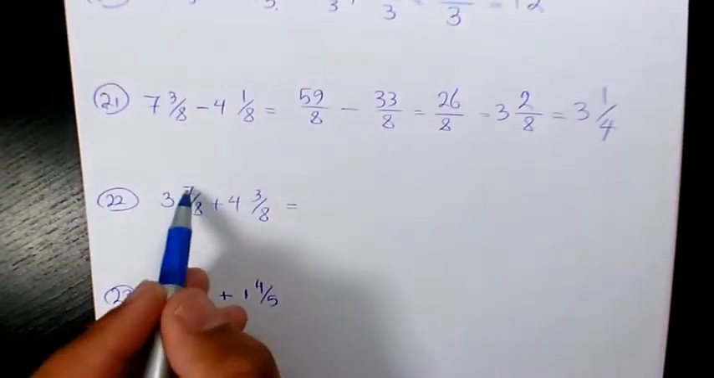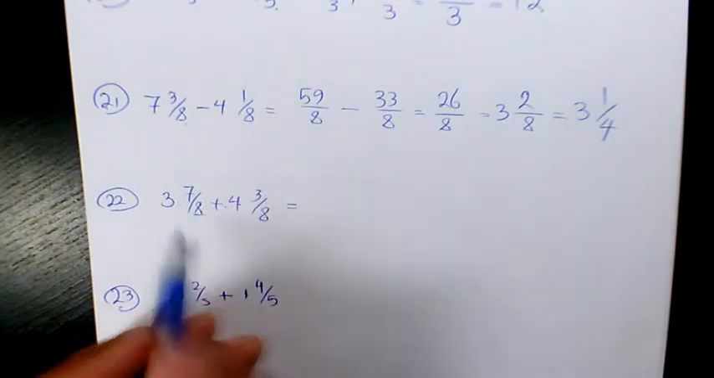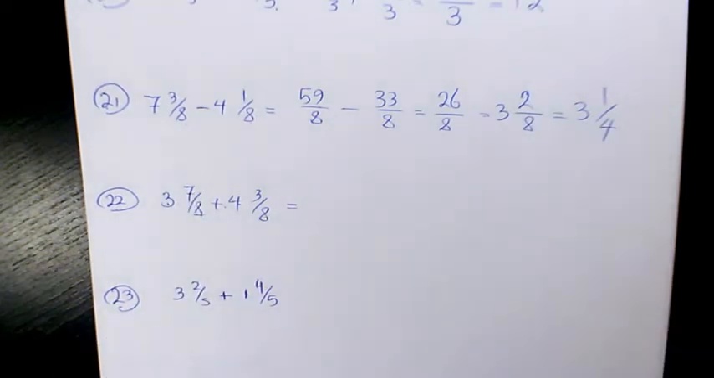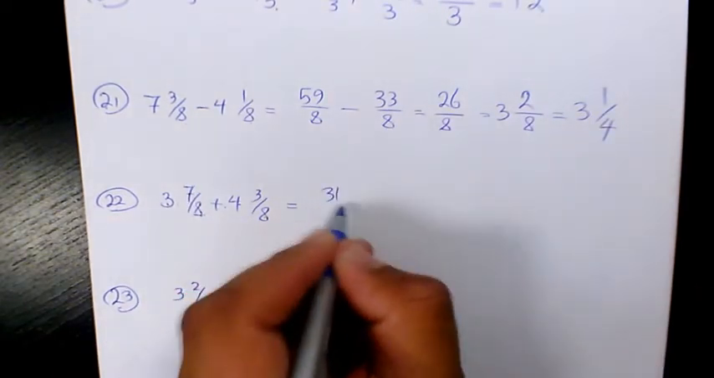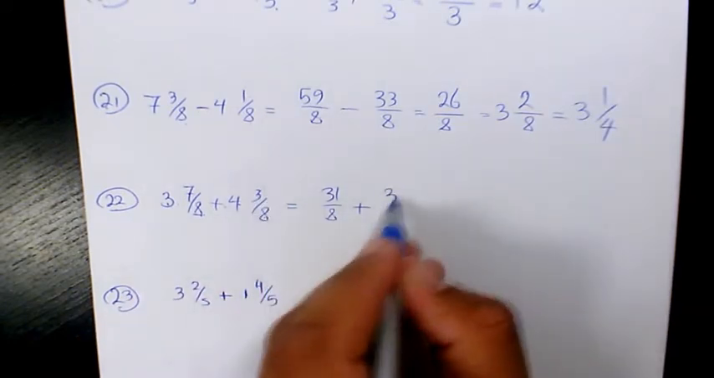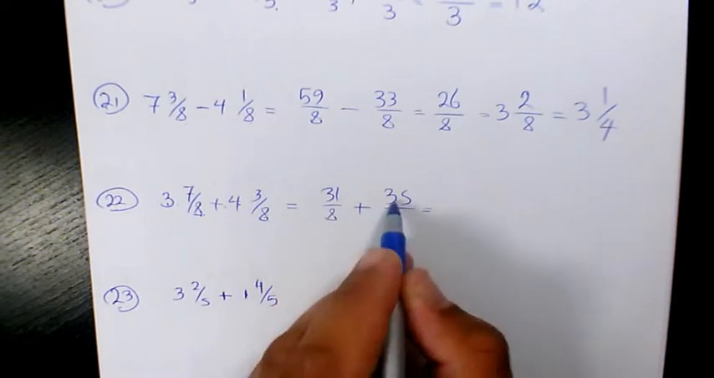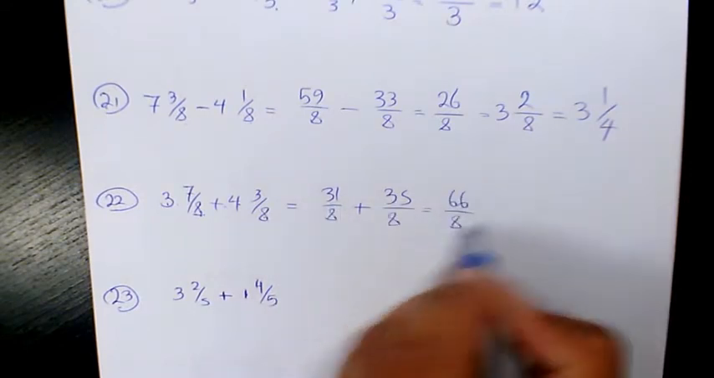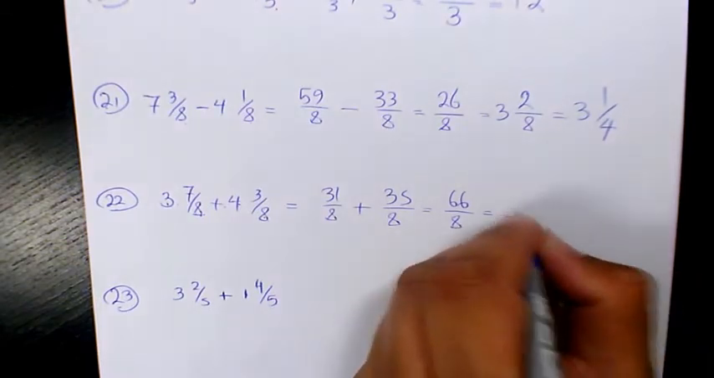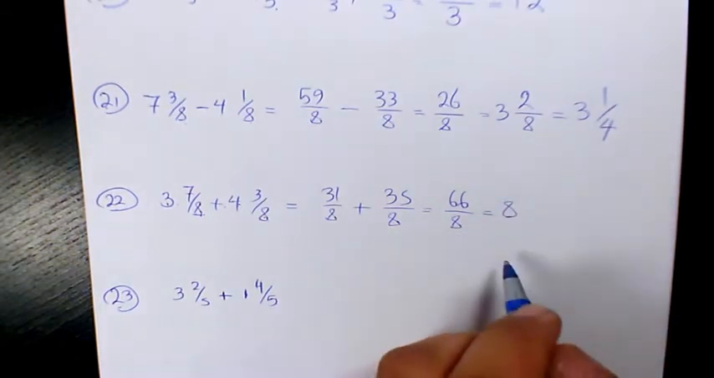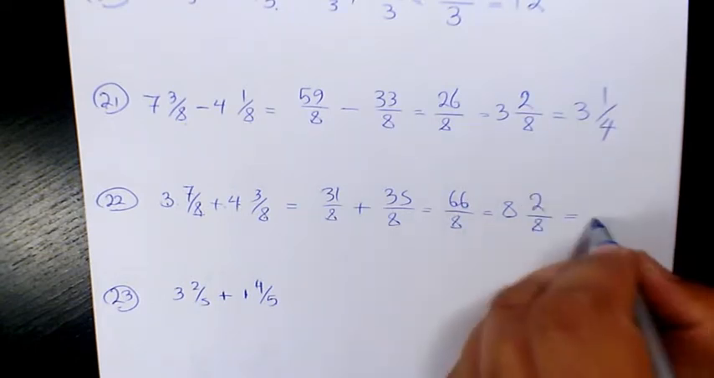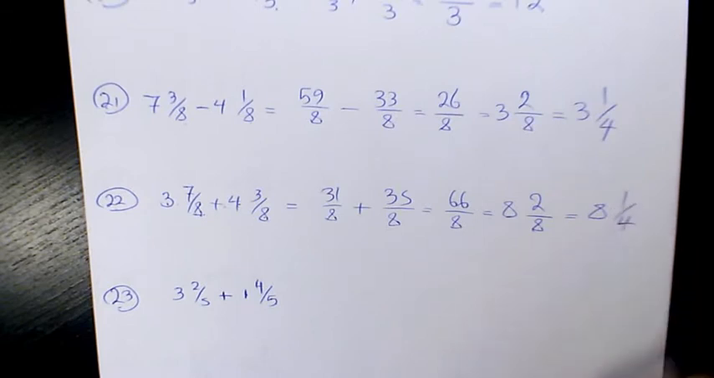Next one, 3 7/8 plus 4 3/8. 3 times 8, 24, plus 7, that's going to be 31 over 8, plus 4 times 8, 32, plus 3 is going to be 35 over 8. So that's going to be 66 over 8. 66 over 8 is going to be 8.25, so we have 8. 8 times 8, 64. 66 minus 64 is going to be 2 over 8. So when you reduce it, it's going to be 8 1/4.